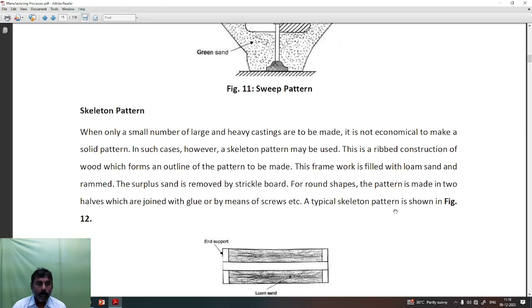Skeleton pattern. When only a small number of larger and heavy castings are to be made, it is not economical to make a solid pattern. In such cases, a skeleton pattern may be used. This is a rough construction of wood which forms the outline of the pattern to be made. This framework is filled with loam and sand, and the sand is removed by the strickle board. For round shapes, the pattern is made into halves, which are joined with bolts or screws, etc.